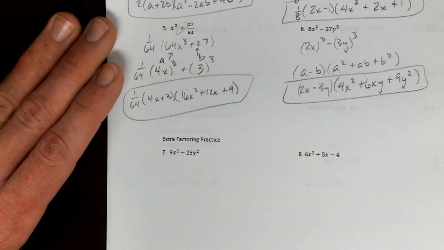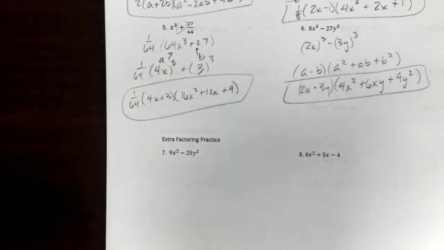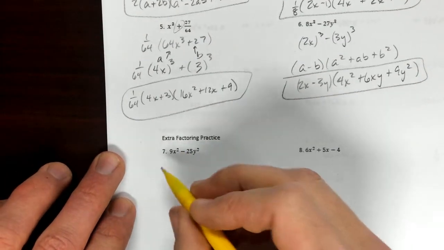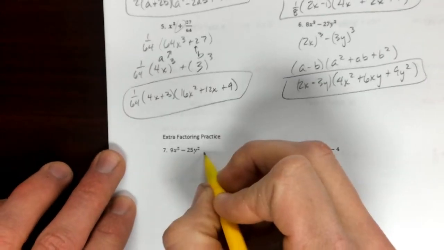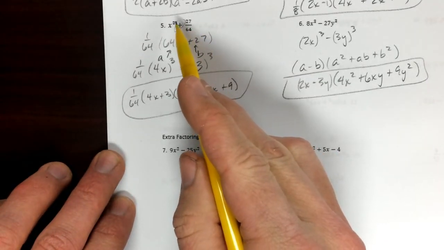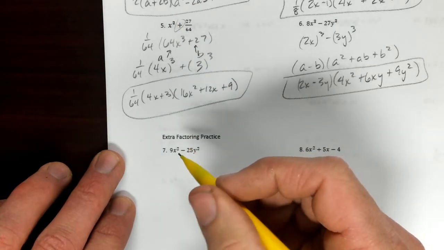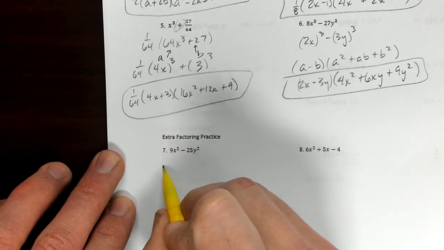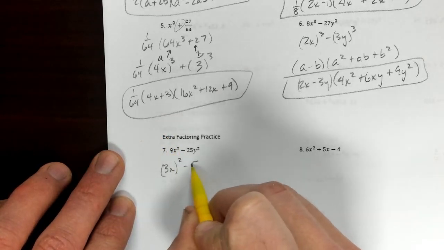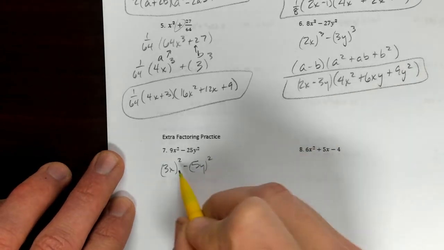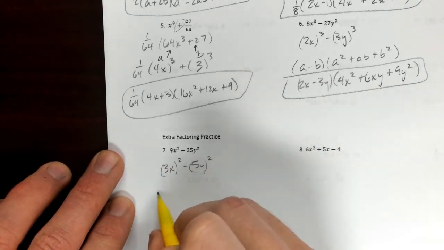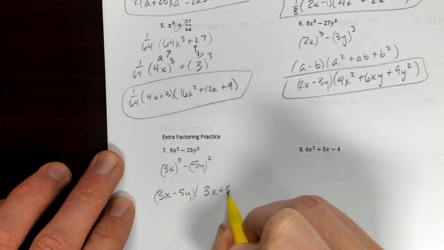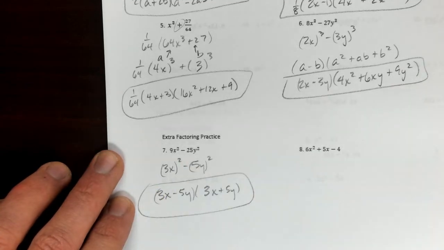Alright, number 7 and 8. Number 7 and 8, we're looking at the difference of two squares, because that is a square right there. So instead of it being a trinomial, or raised to the third power, it's to the second power. Alright, so I can rewrite this as 3x squared minus 5y squared. So the same thing I just did, I'm going to do 3x minus 5y and 3x plus 5y. Difference of two squares.